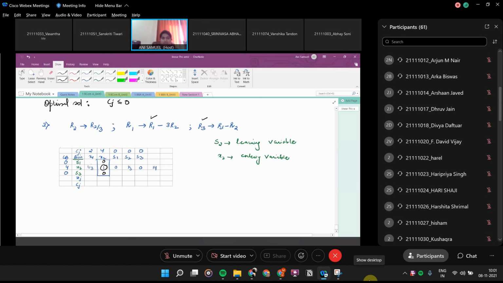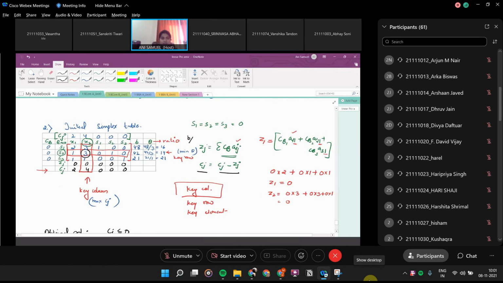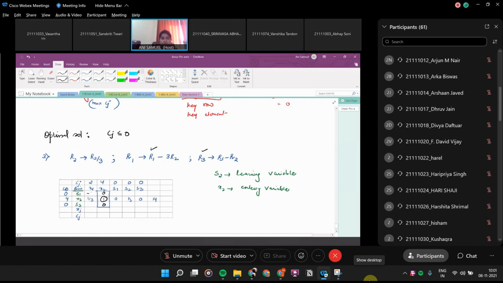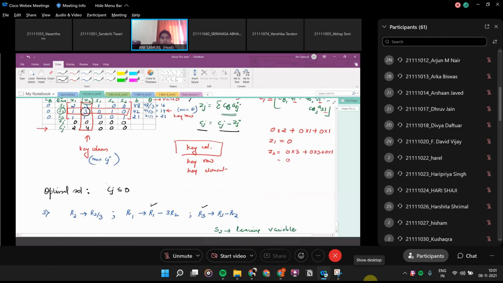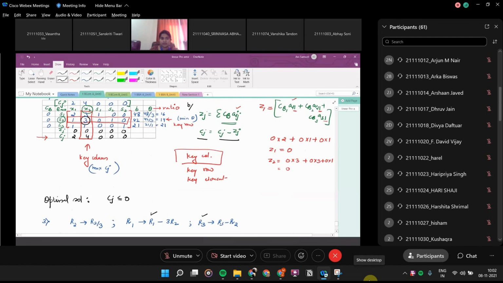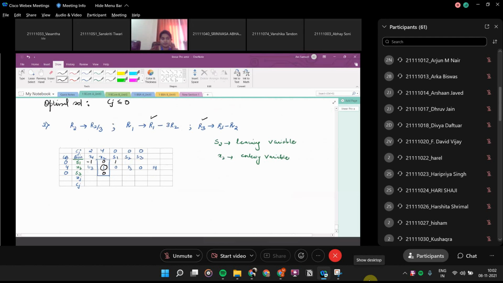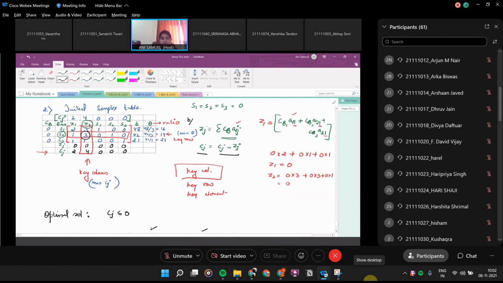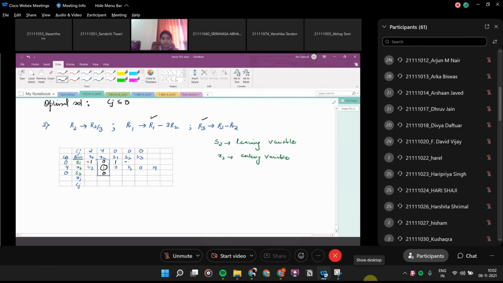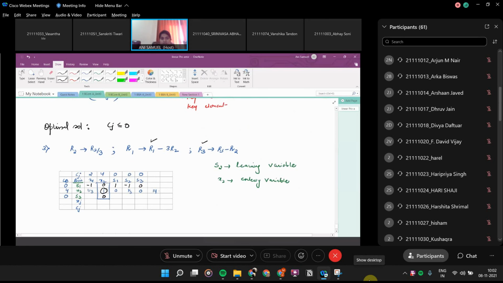Clear? Now let me see how we are getting R1 minus 3R2. So 2 minus 3, it is minus 1. Then 1 minus 0, it is 1. Then 0, 0. So this is minus 1, minus 3 by 3, no? Minus 1. And this will be 0. Then 48 minus 3 into 14. How much will it be? 48 minus 3 into 14 is 6.